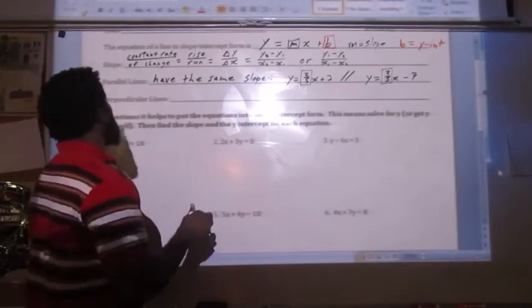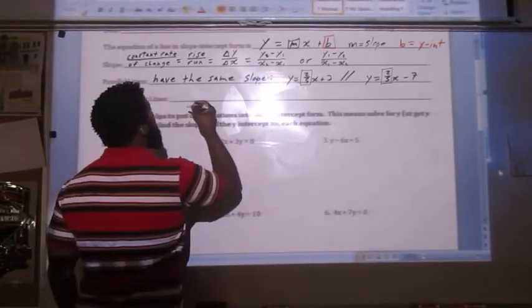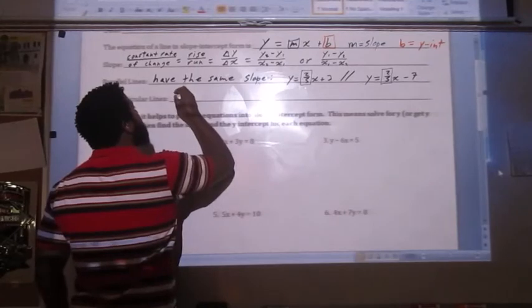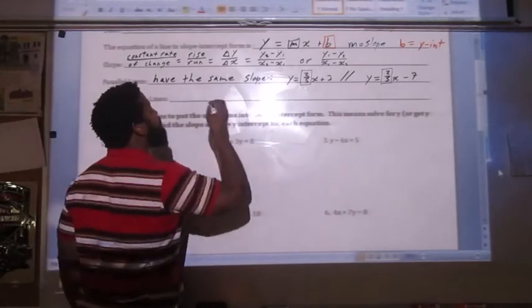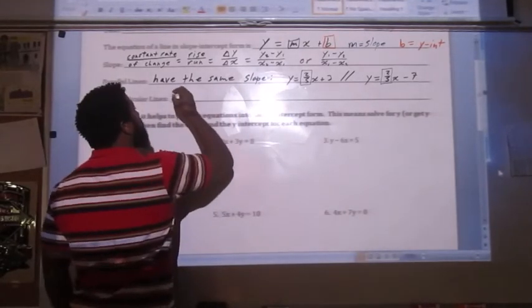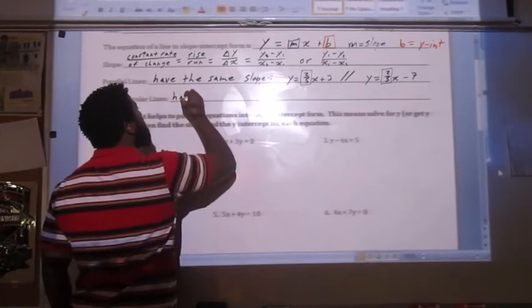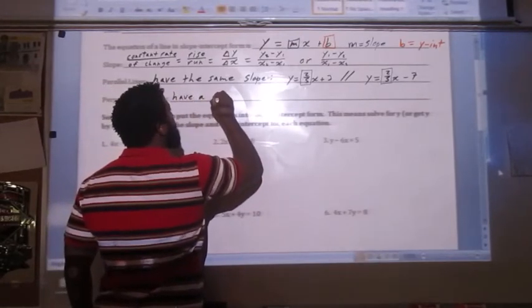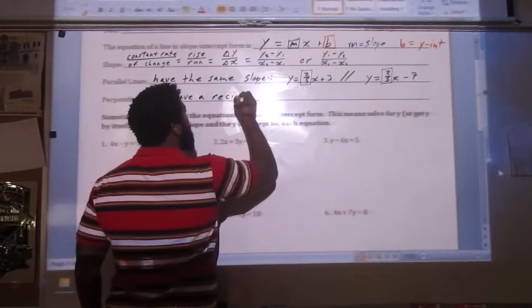So, perpendicular lines, their slope is what we call a reciprocal. They have a reciprocal.